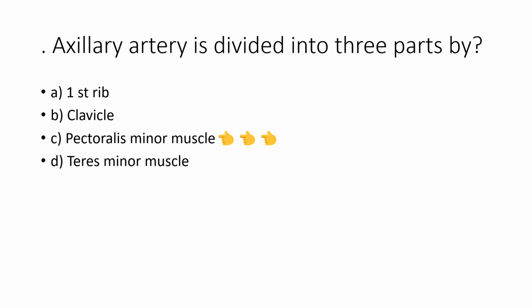So how is it divided? This question is not saying from where the axillary artery originates. If the question was like that, the answer would be the first rib. Axillary artery originates from the first rib. But this question is asking about the division of the axillary artery into three parts. So the answer is pectoralis minor muscle.